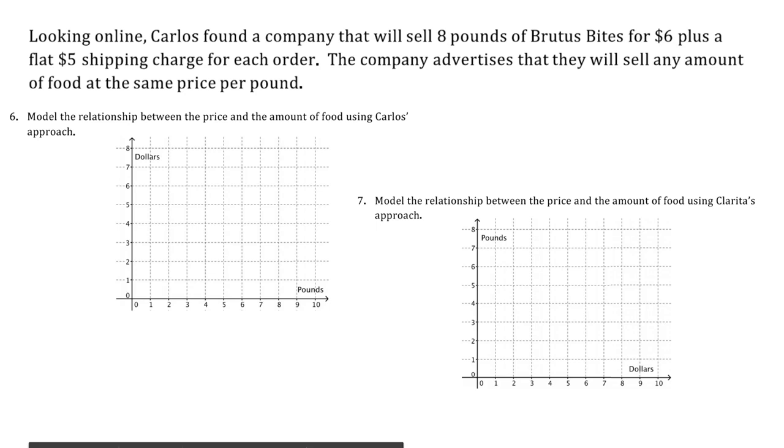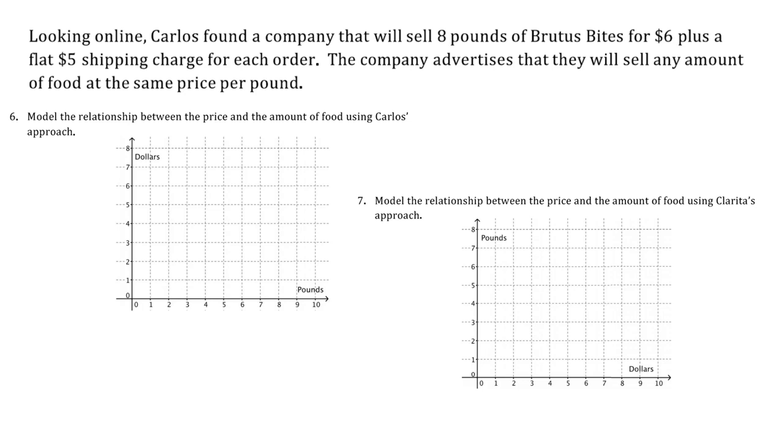So as we continue to question 6 and 7, we see that the scenario changes. Online, Carlos found a company that will sell 8 pounds of Brutus Bites for $6, plus a flat $5 shipping charge for each order. So that $5 shipping charge for each order is what makes this scenario a little bit more complicated, because each of the linear functions you're going to develop, one using Carlos's approach in problem 6 and the other using Clarita's approach in problem 7, will have y-intercepts. So that makes it a little more difficult.